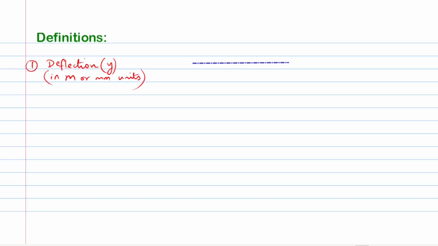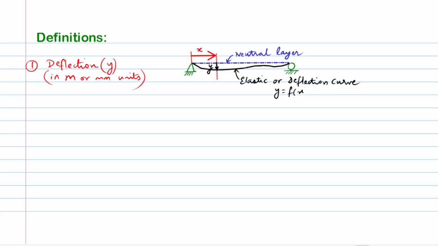Let us now formally define some terms for the sake of clarity and understanding. The vertical distance in transverse positions of the neutral or centroidal axis before and after loading at a section of the beam is defined as the deflection of the beam at that section. The shape of the neutral axis in its deflected position after loading of the beam along the length is known as its elastic curve or deflection curve.